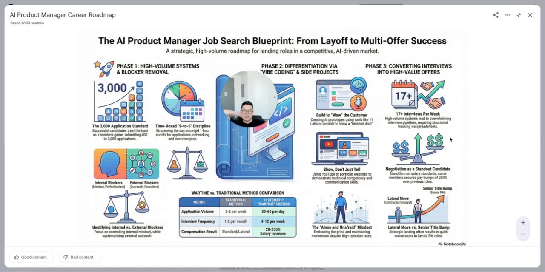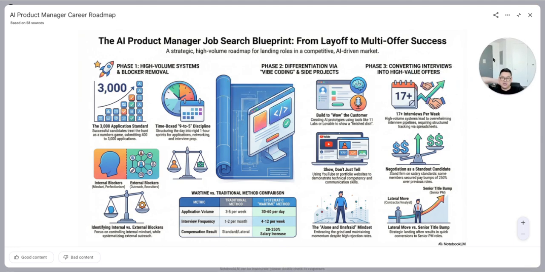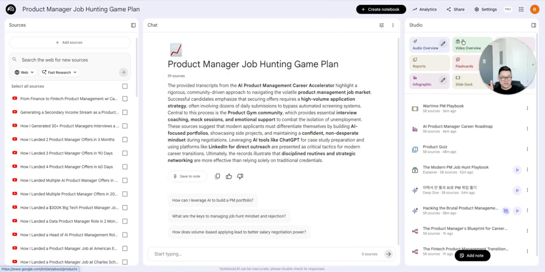Yeah, this is actually the infographic. So now we can use this as social media, right? The AI Product Manager job search from layoff to multiple offer success. Phase 1, wow. Time box, internal blockers, wartime versus traditional method, application volume, traditional 3 to 5 per week, 30 to 60 per day, interview per week. Wow. So we're creating all of this content in here.